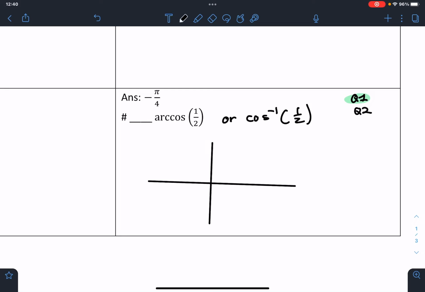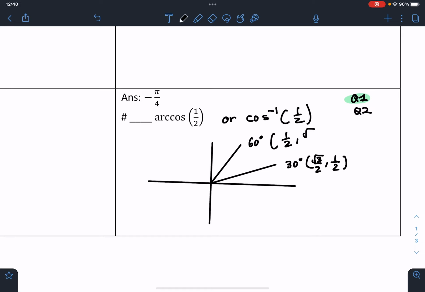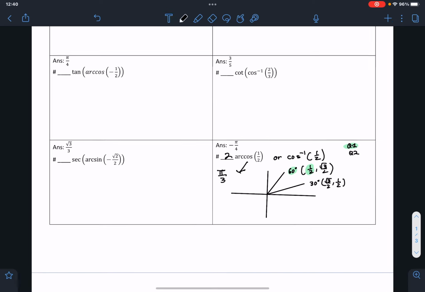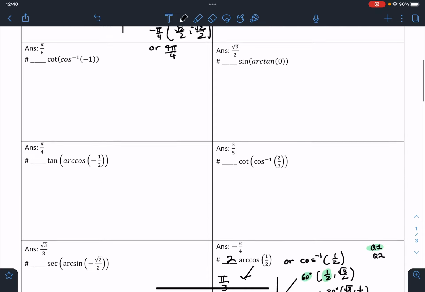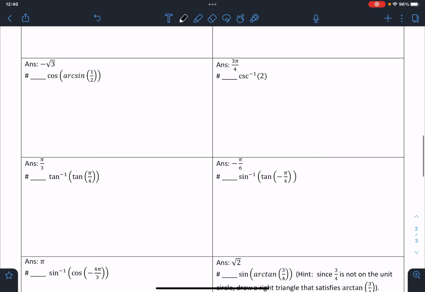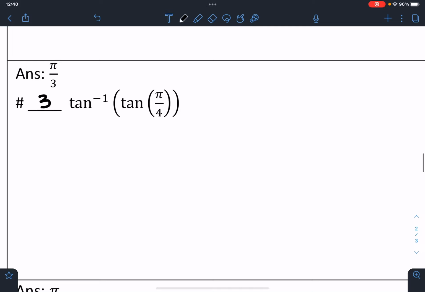When I think about this, 30 is right here. So I know opposite to 30 is a half. So I know it looks like this. And 60 is a half, square root of 3 over 2. So which one is cosine, or x value, a half? That is going to be 60. So the answer to this is pi over 3. Let's go find pi over 3, which will be right over here. So we're at number 3.